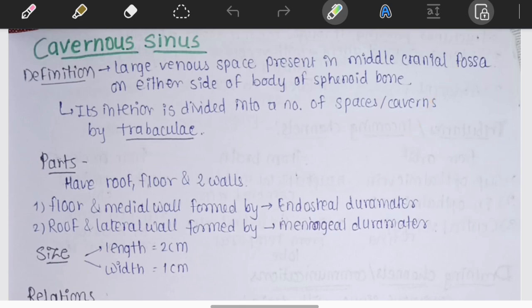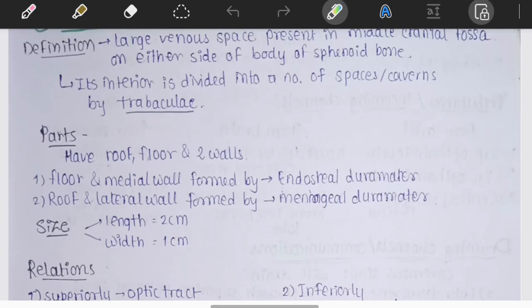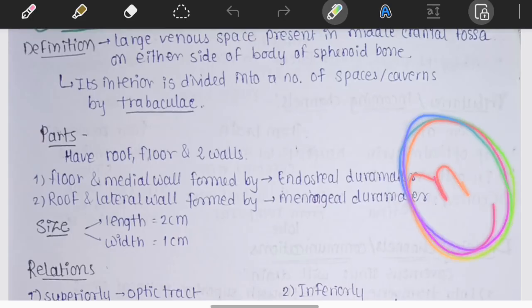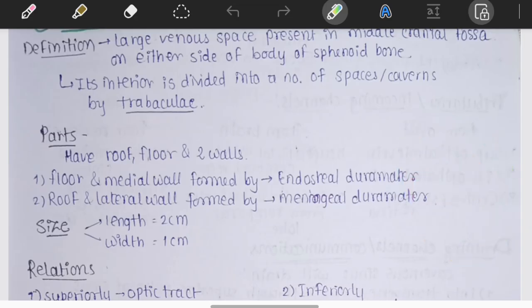Now let's understand where exactly it is. Here is the sphenoid bone, and on each side of the body lies a cavernous sinus. It is present in the middle cranial fossa, on either side of the body of the sphenoid bone.